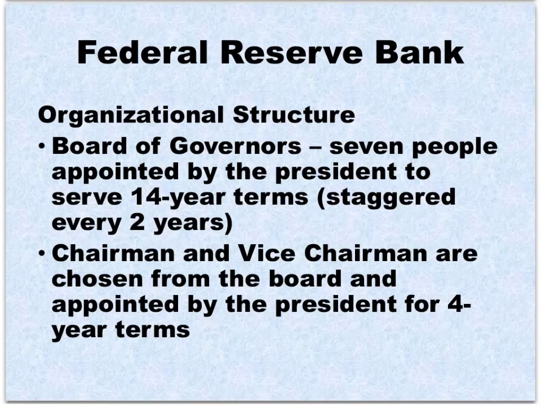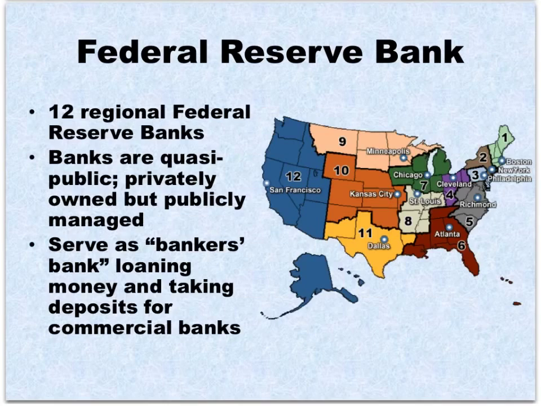The president, among the 7 governors, picks 2, one of whom he elevates to the position of chairman and the other as vice chairman. And during their tenure as governor, they serve in these capacities for 4-year terms. They most often have been extended, in one case to the point of 20 years. So these are long-serving people.